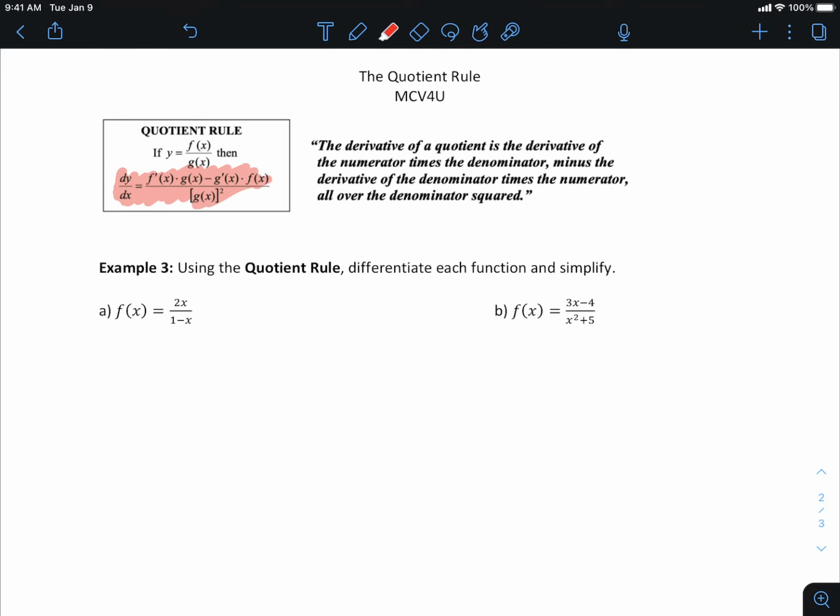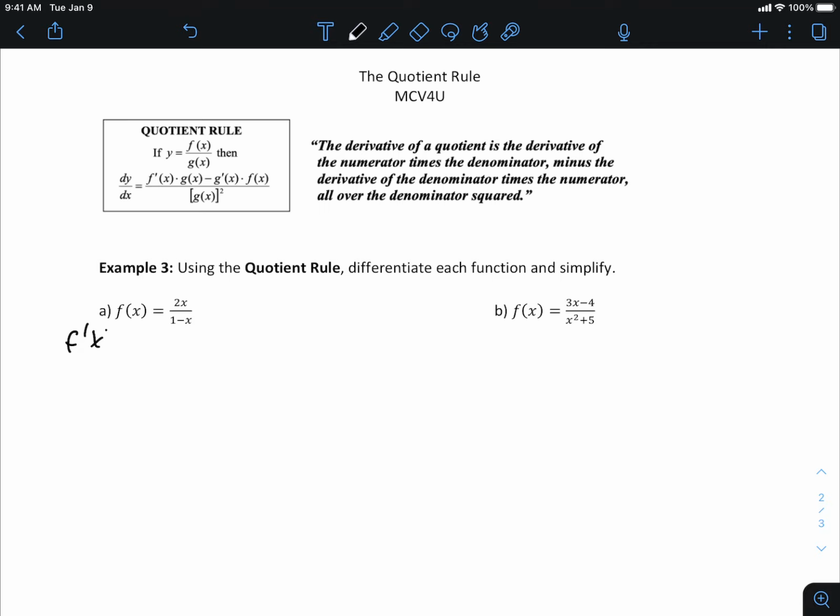So that's all we're going to do here: we're just going to take this and plug in information. You've got two functions. You've got f of x up top and you've got g of x on the bottom. So you're going to derive the top, multiply it by the bottom, derive the bottom, multiply it by the top, and then divide by the bottom squared, the original bottom. So that's what we're going to do here, and then we're just going to clean it up and see what happens.